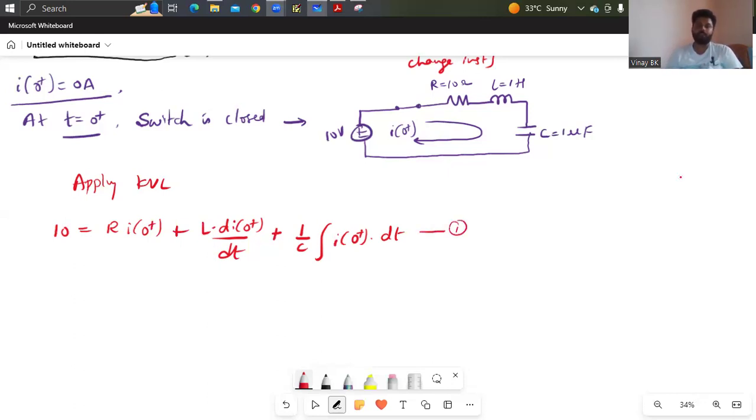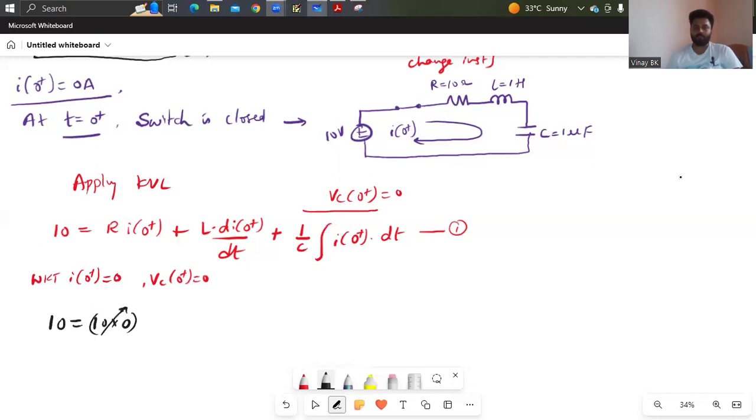So here, what do we want to find? di of 0 plus. I of 0 plus is 0, and also Vc of 0 plus is 0. So this term is nothing but Vc of 0 plus, and its value will be 0. Okay, now just substitute the values. 10 equals R, which is 10, into I of 0 plus, which is 0. 10 into 0 is 0 itself.